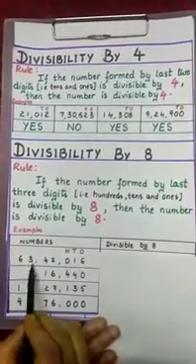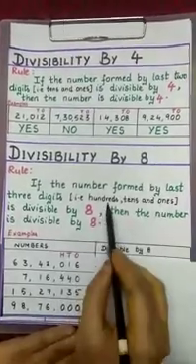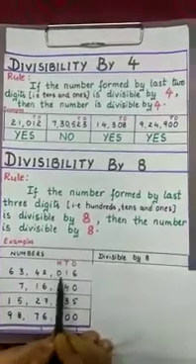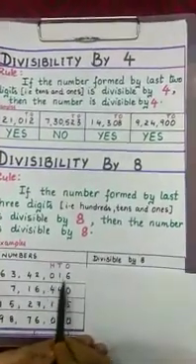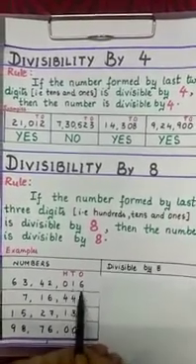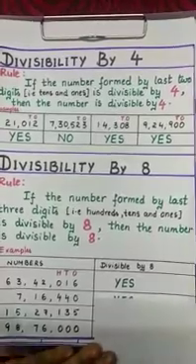First number: 63,42,016. You have to observe the digits in hundreds, tens and ones. It means the last three digits. So what is the number formed by the last three digits here? 0, 1, 6 means it is 16. As 16 is divisible by 8, hence this number is divisible by 8.